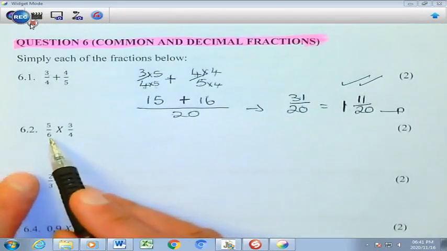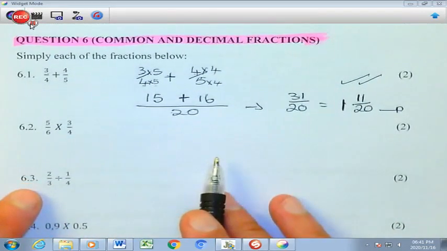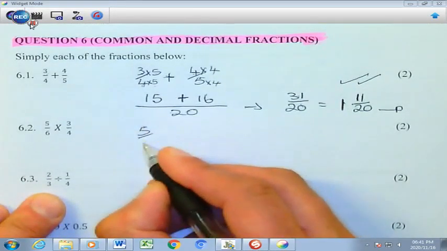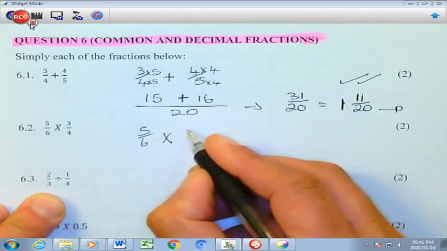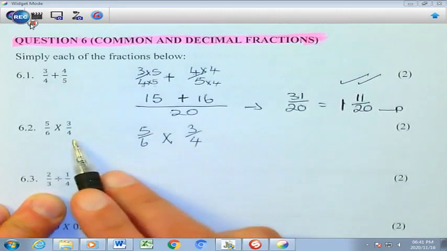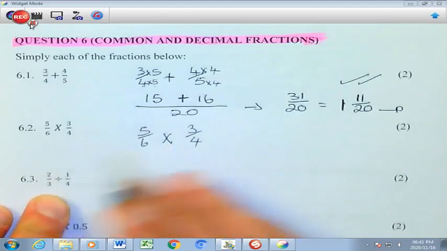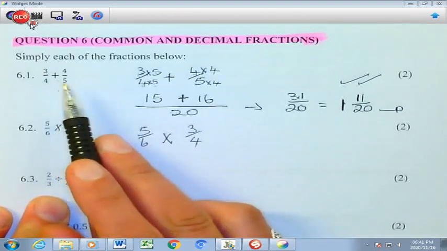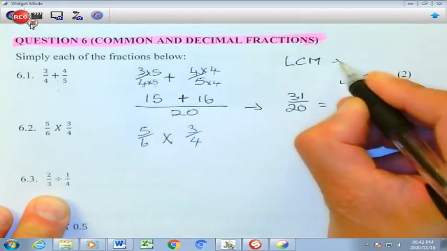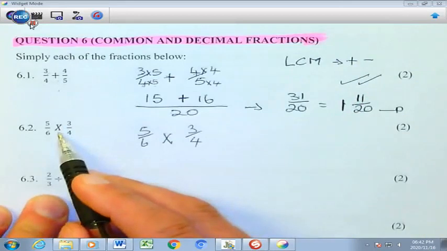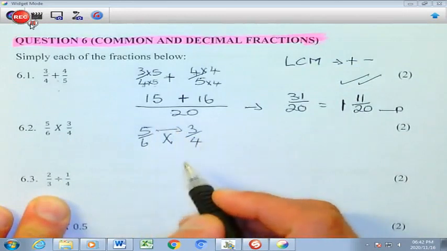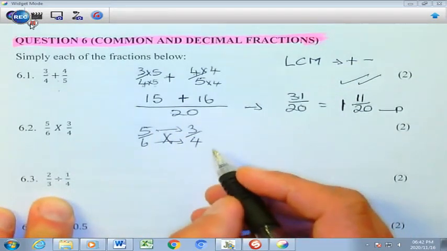Now, if you look at 6.2, which is multiplication, the rules are completely different. You write your sum down, 5 over 6 times 3 over 4. Here we don't need, in multiplication is the operation, we don't need an LCM. It only works for plus and minus. LCM only works for plus and minus. When it's multiplication, it is very straightforward. That top numerator here times with that numerator there, this denominator times with that denominator here.